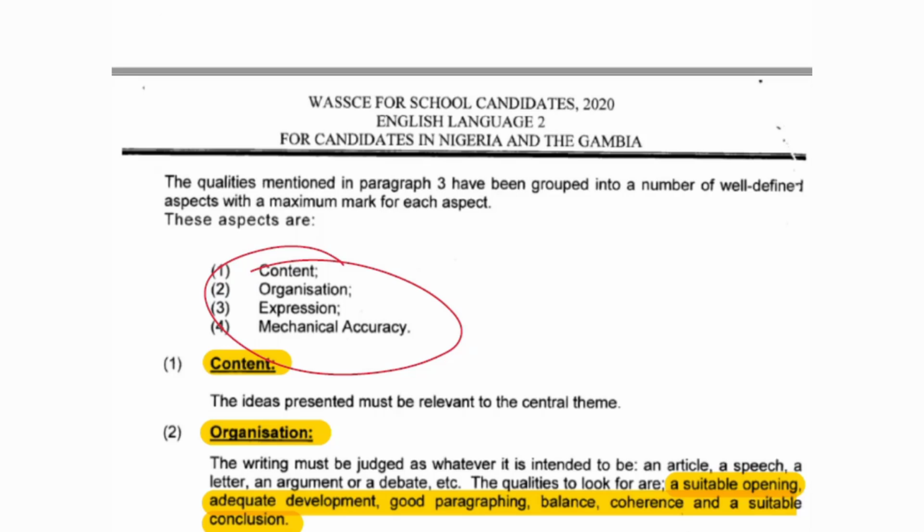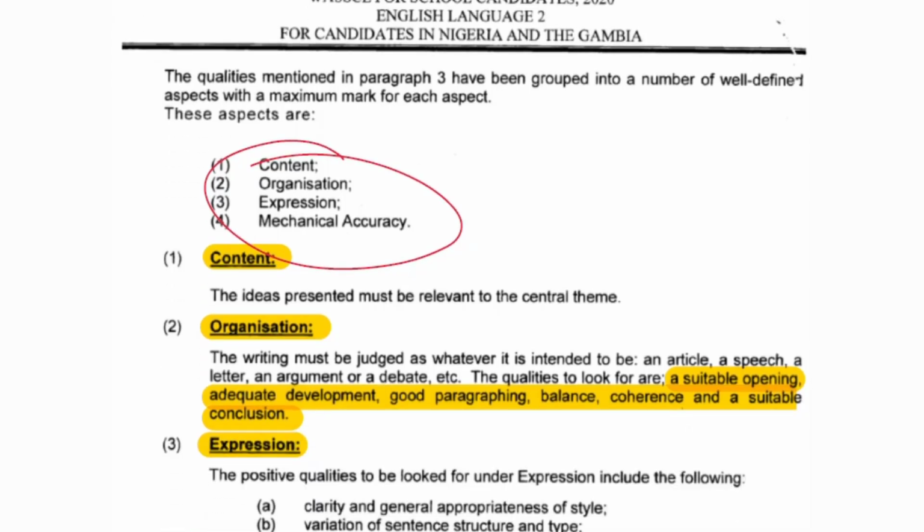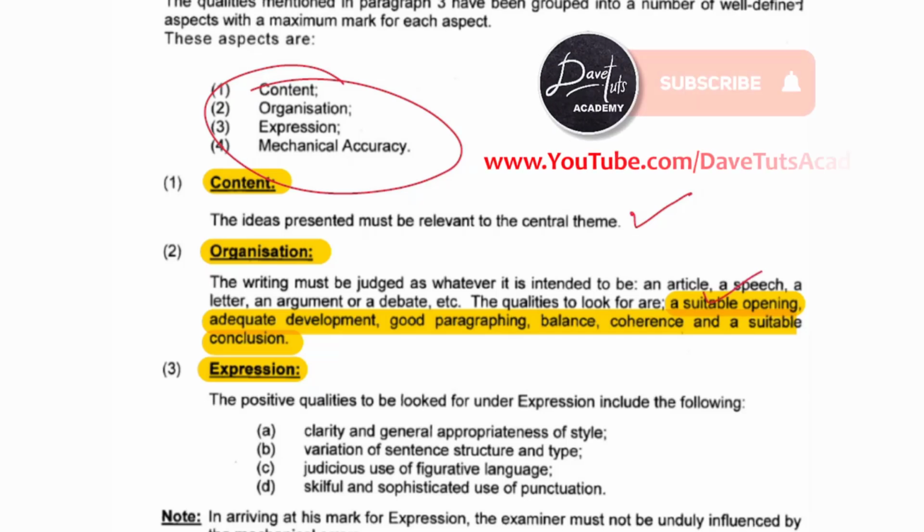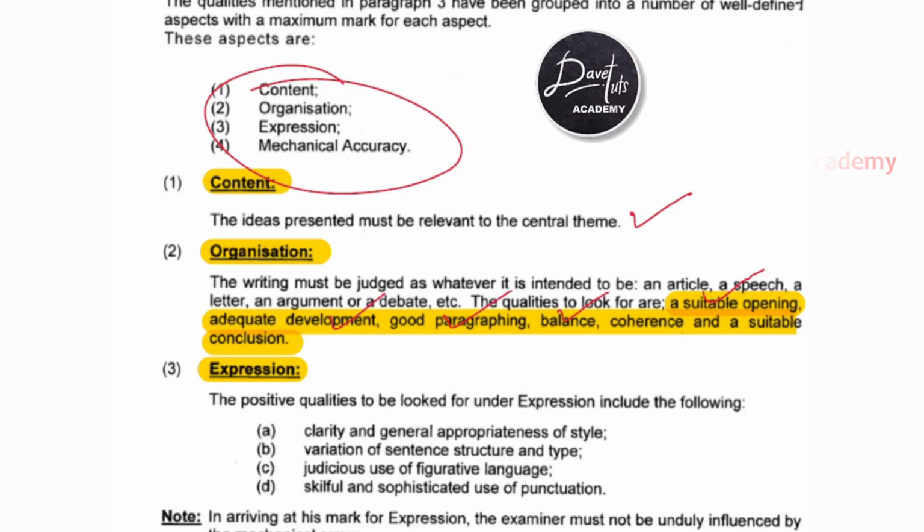We have the content, the organization, the expression, and the mechanical accuracy. For your content, like I said before, what you are writing must be relevant to the central theme, to the question that they are asking you. Now in your organization, WAEC is looking for you to give a good and suitable opening, an adequate development of your points. You use very good paragraphing, you balance your work well, you are coherent, and you have a good conclusion.